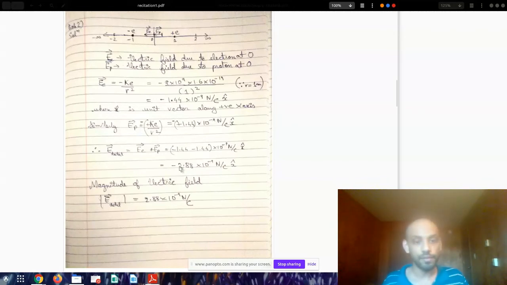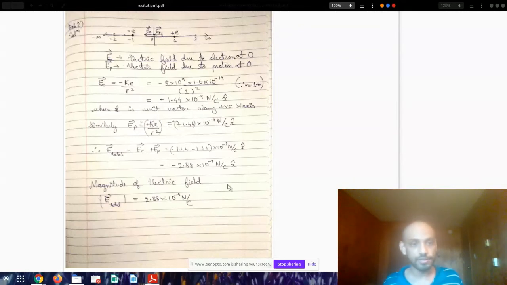at the origin, will be pointing towards the negative x-axis. So you have the net resultant electric field, that is 2.88 times 10 to the minus 9 Newton per Coulomb in the negative x-axis. But the problem asks you only the magnitude and not the direction. So I'm just interested in this value, that is the magnitude of the resultant electric field will be 2.88 times 10 to the minus 9 Newton per Coulomb.